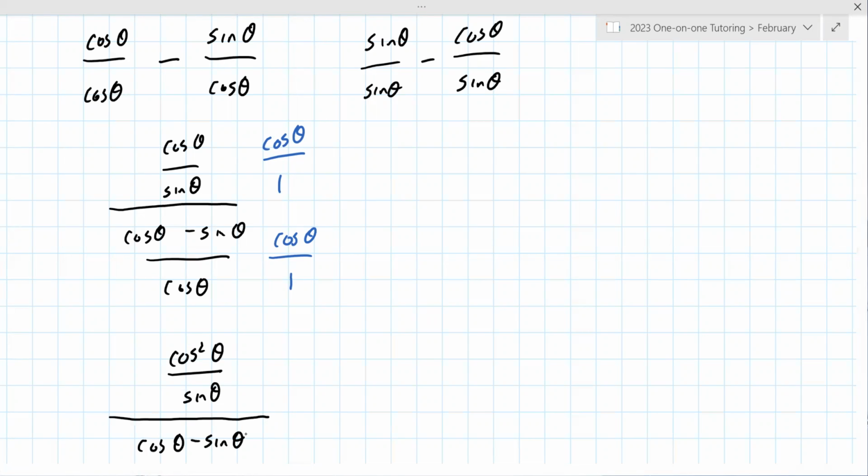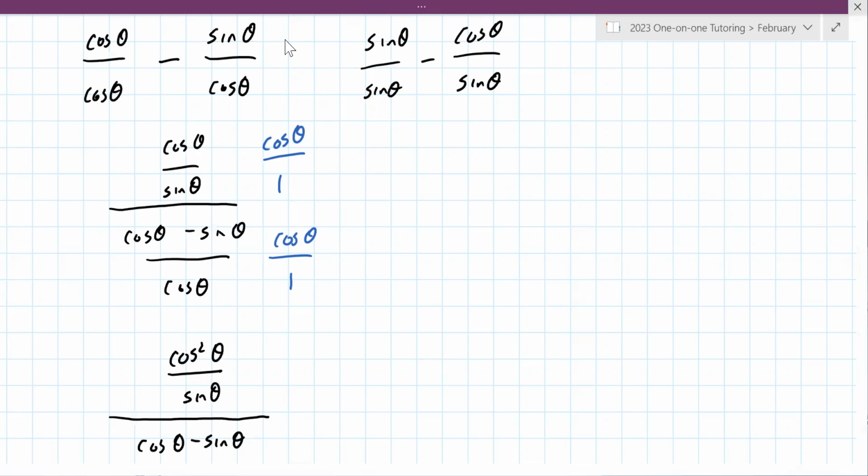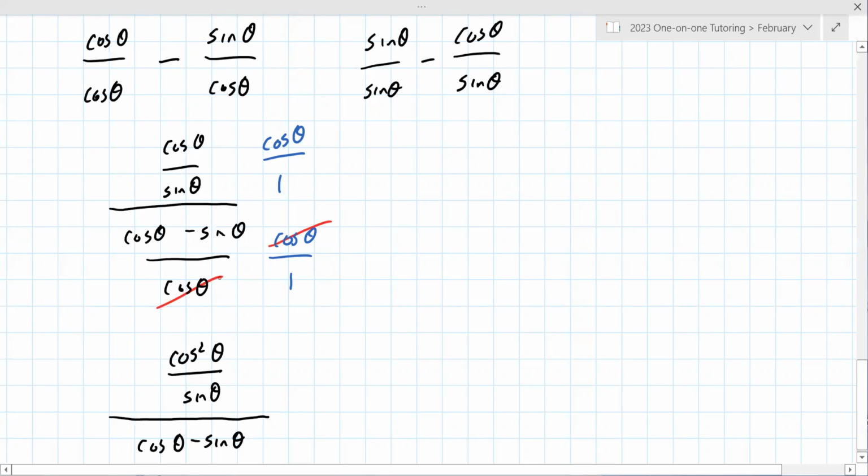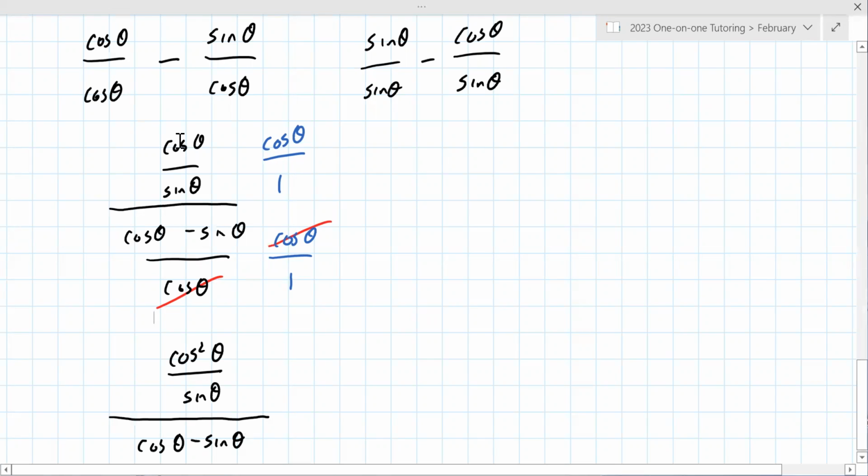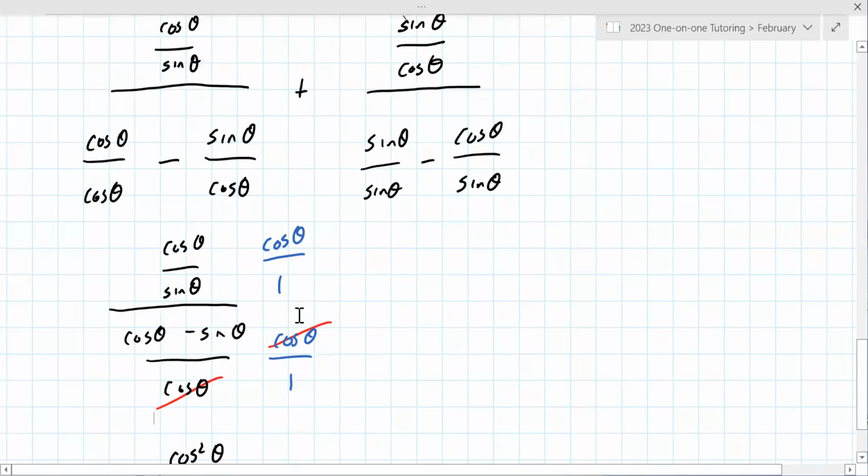Let me know if there's anything unclear about that. How come it didn't become cosine squared theta minus sine theta on the bottom? Because you're canceling these right there. Oh, okay. Yeah, it could, but then you've not gotten any further on this. And I feel like this is different than we did it before, so hopefully this is going to work out.